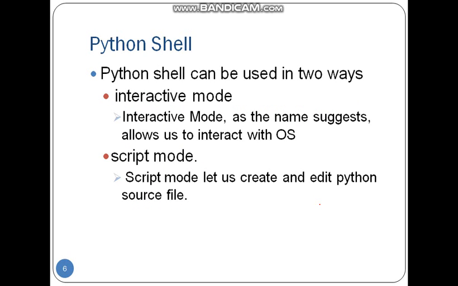Then the Python shell. When we consider the Python shell, there are two types of modes: interactive mode and script mode. Interactive mode means you can give each instruction and you will get the result there itself. Script mode is used for writing and editing a Python program, a Python source file. So script mode can be used for writing programs, and interactive mode can be used to get the immediate result.